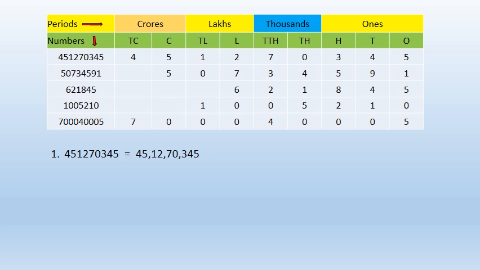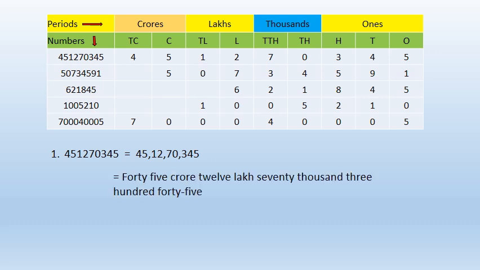1 2 becomes 12, it is in lakh, so we read 12 lakh. 70, it is in thousand, so we read it as 70,000. And the last one is 3 4 5. When we read together, it becomes 345. We are not going to name the period here, so we have written 45 crores, 12 lakh, 70,345. Let's take the second one.